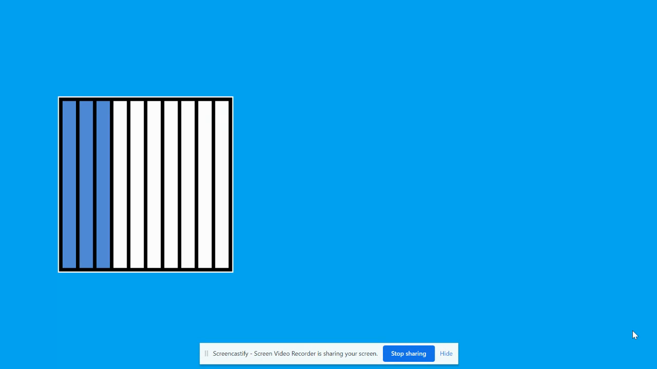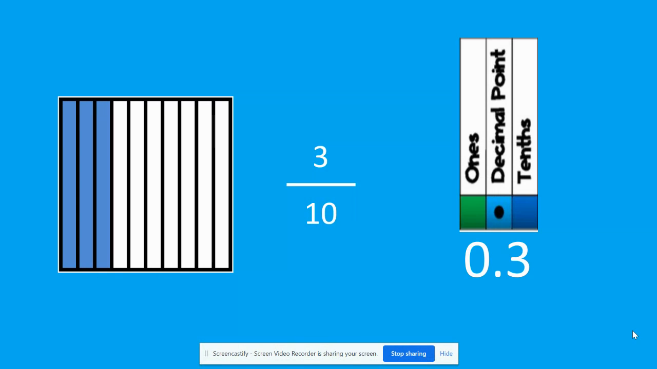So what does this look like? Well, here's a model of one whole separated into 10 equal parts. If I was to write that as a fraction, I would write 3 out of 10 or 3/10. But how do I write that as a decimal? Well, in my place value chart, I'm going to just show my ones place and the decimal point separating from the fractions. And in the ones place, I would put 0 because I don't have one whole of anything. I only have a fraction. That decimal point will separate that 0 from the amount of tenths. And so I put a 3 in the tenths place.